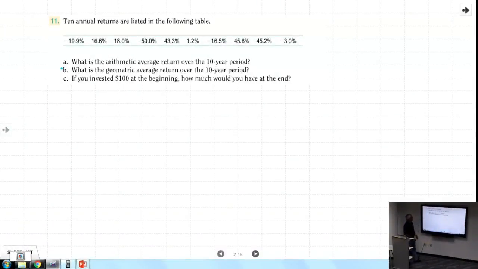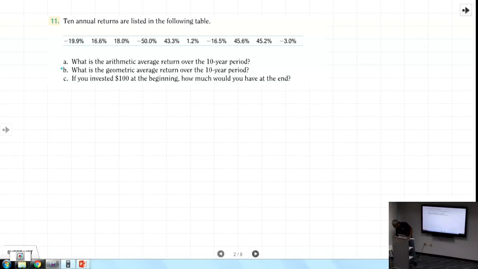Let's take a look at problem number 11. This is where we'll do both the geometric return as well as the arithmetic return. So we will look at both calculating geometric return as well as arithmetic. I'm just trying to find out in your textbook where this is.